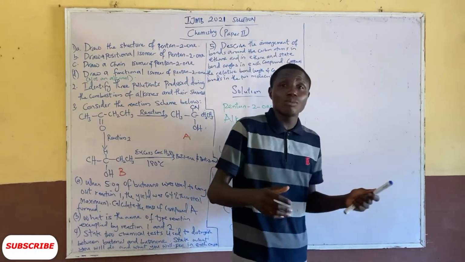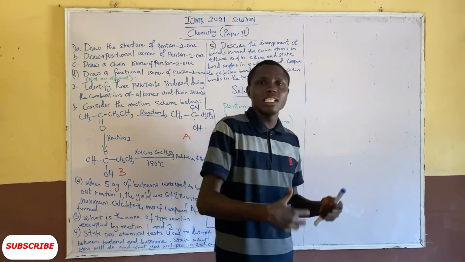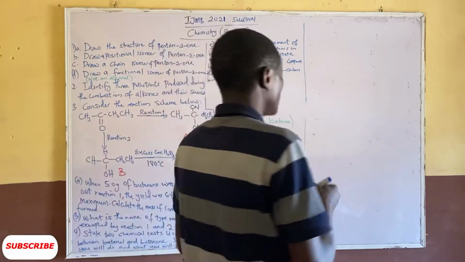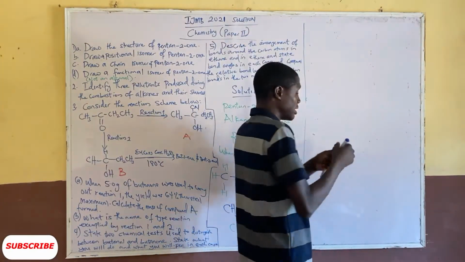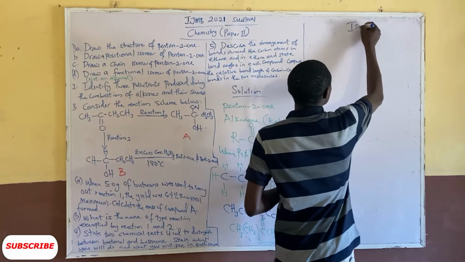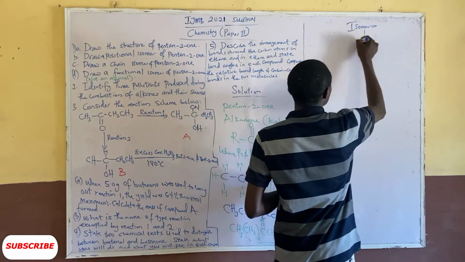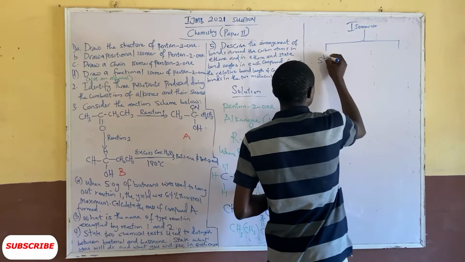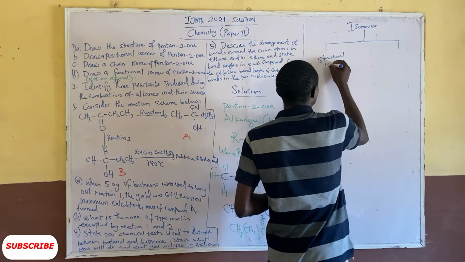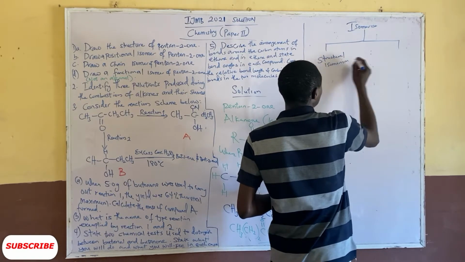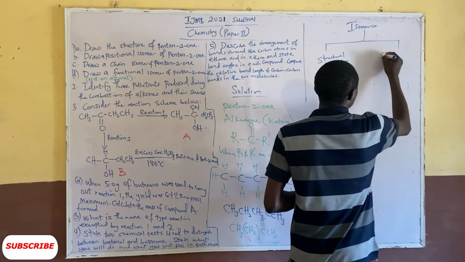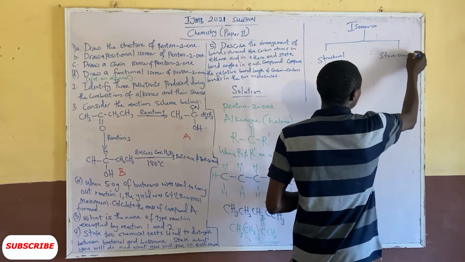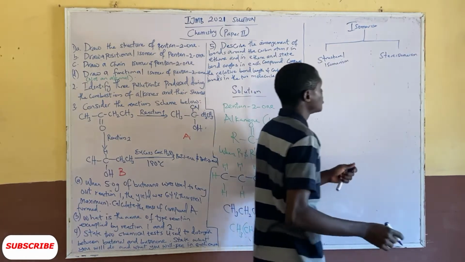So what do we mean by isomerism? The word isomerism comes from isomers, and isomerism is the phenomenon whereby compounds have the same molecular formula but different structural formulas. Now, isomerism can be broadly divided into two groups, which are structural isomerism and stereoisomerism.